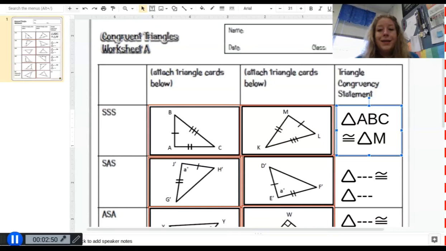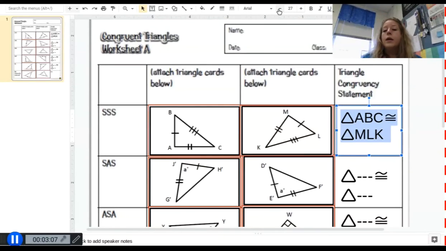And then I'm going to do Control A, so I select it all and reduce that font size just a little bit. Okay, so I've got triangle ABC is congruent to triangle MLK. Those could be reversed. You can have the MLK on the left. That's totally fine. For side, angle, side, we've got two sides marked with an angle in between them. Two S's with an A in between.